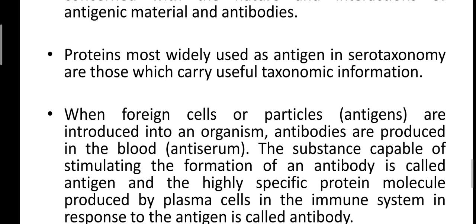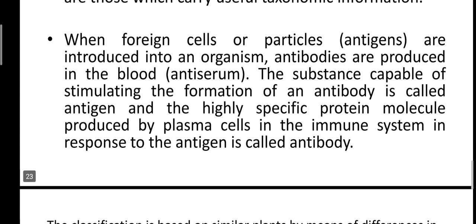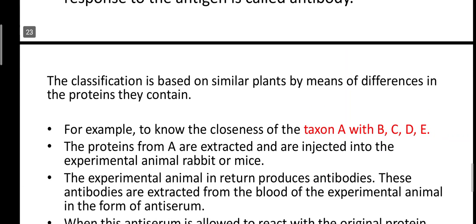When foreign cells or particles like antigens are introduced into an organism, antibodies are produced in the blood antiserum. The substance capable of stimulating the formation of an antibody is called an antigen, and the highly specific protein molecules produced by plasma cells in the immune system in response to the antigen are called antibodies. Mainly in serotaxonomy classification, we study antigen and antibody. The classification is based on similar plants by means of differences in the proteins they contain.